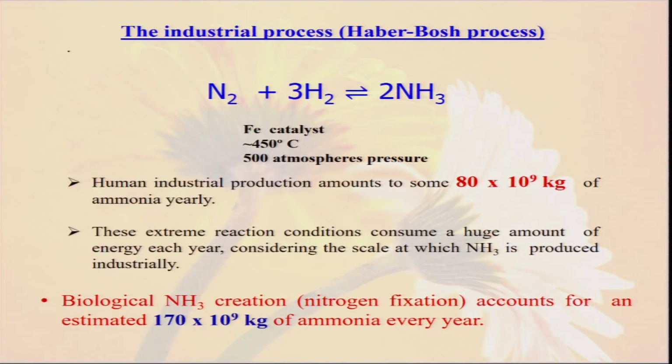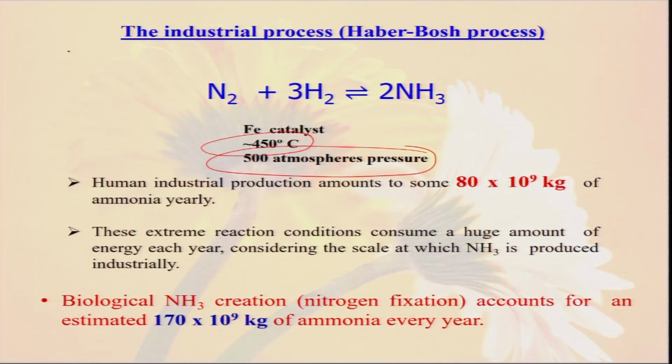This is the industrial process. This is a very famous process, the Haber-Bosch process. They also got the Nobel Prize for discovering this process. By this process in industry, we produce urea and other fertilizers. So, one atom of nitrogen along with 3 atoms of hydrogen produces 2 atoms of ammonia, but this is not a very easy process. We need a lot of temperature, more than 450 degrees centigrade, and 500 atmospheric pressure.